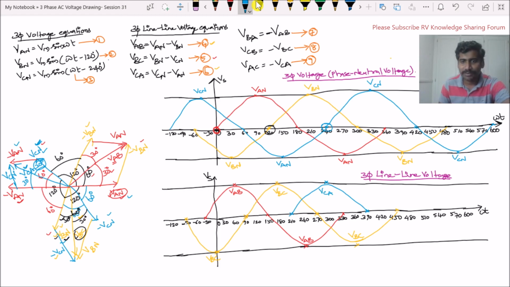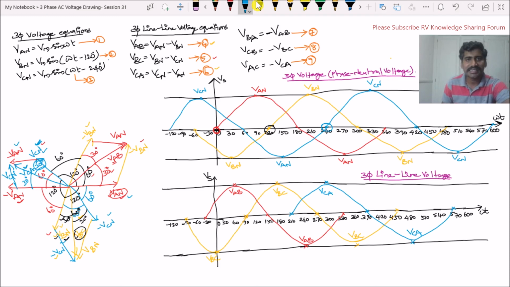From 390 we have to leave another 90 degrees in order to have its negative peak value. So 390 plus 90 becomes 480. From 480 we have to leave another 90 degrees in order to complete its negative half cycle. So 480 plus 90 becomes 570. So at an angle of 570 degrees, the line voltage VCA completes its negative half cycle. This cycle continues in this fashion. So this is our VCA. VCA starts at 210 degrees and completes at 570 degrees. So 570 minus 210 becomes 360 degrees.